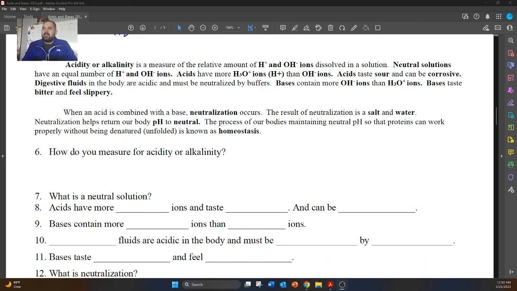So number 6, next person. How do you measure for acidity or alkalinity? You can use litmus paper. Okay, litmus paper is one way to measure. But what is it that we're measuring?